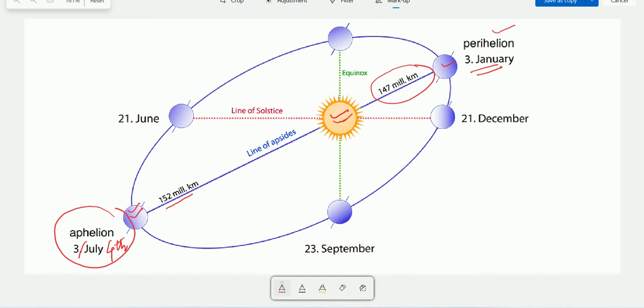Because of these differences in the distance between the Sun and the Earth, the amount of energy received on this day is a little higher than on this day. However, due to the inclination of the Earth's axis towards the Sun or away from the Sun, it is compensated. That will be discussed later.